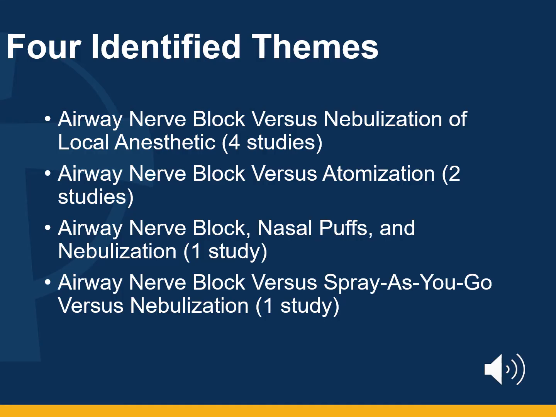In the 8 studies included in this review, participants received different combinations of techniques that can be divided into 4 themes. Airway nerve block versus nebulization of local anesthetic included Gupta, Kundra, Mathur, and Reasoner. Airway nerve block versus atomization included Singh and Basu. Airway nerve block, nasal puffs, and nebulization included Kawandel, and airway nerve block versus spray-as-you-go versus nebulization included Sethi.